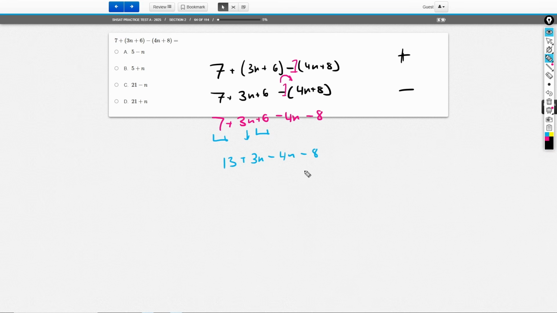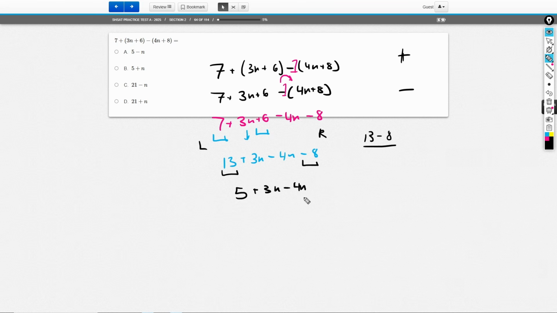Now, the other like terms I have -8 and I have 13. If I read it from left to right, which is how I should read it, I get that this is equal to 13 minus 8. And 13 minus 8 is 5, right? Because we look at the sign from here, 13 minus 8, combine those like terms to get 5. Now I'm left with 5 plus 3n minus 4n.